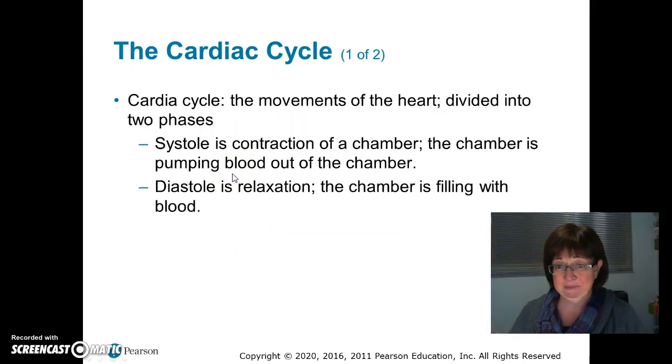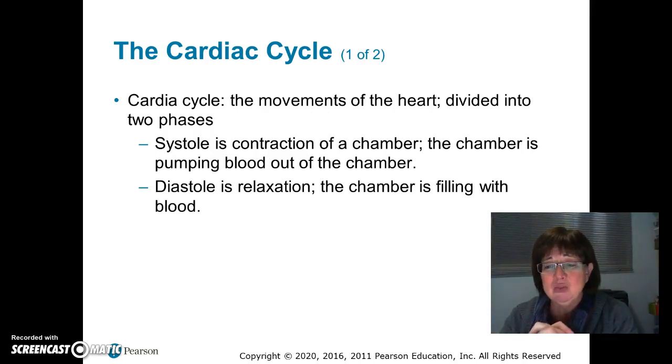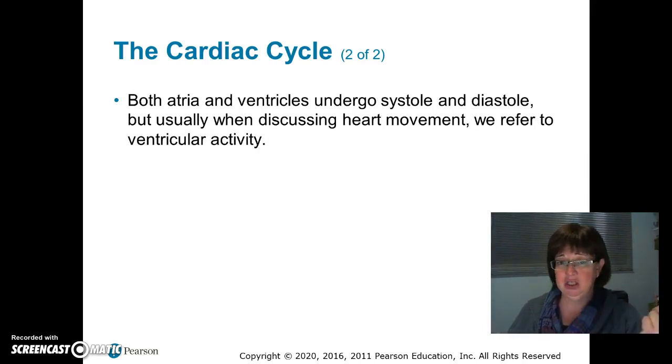When we talk about the cardiac cycle, there's the word systole, which is contracting, and diastole, which is relaxing, and the chamber will fill during relaxing. If it's not said specifically, assume ventricle, but please realize your atrium also contracts and your atrium also relaxes. Okay?